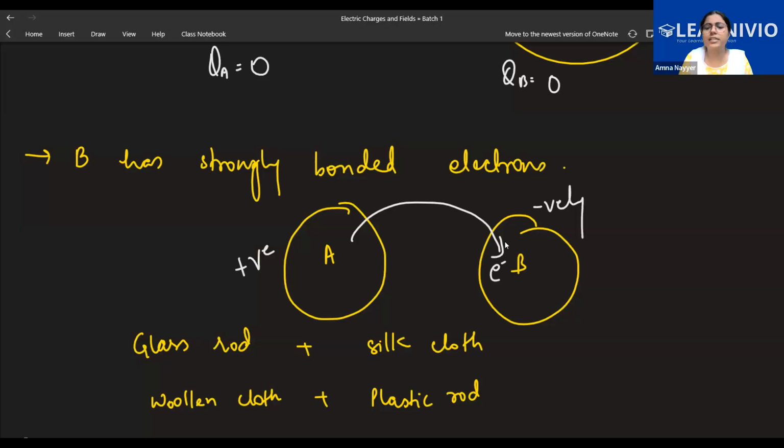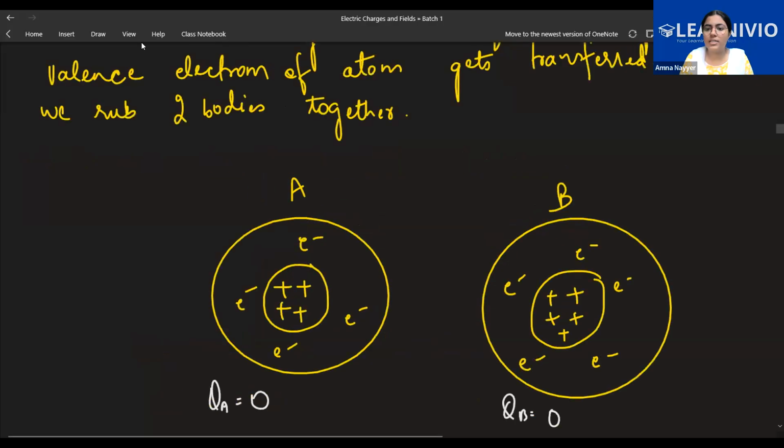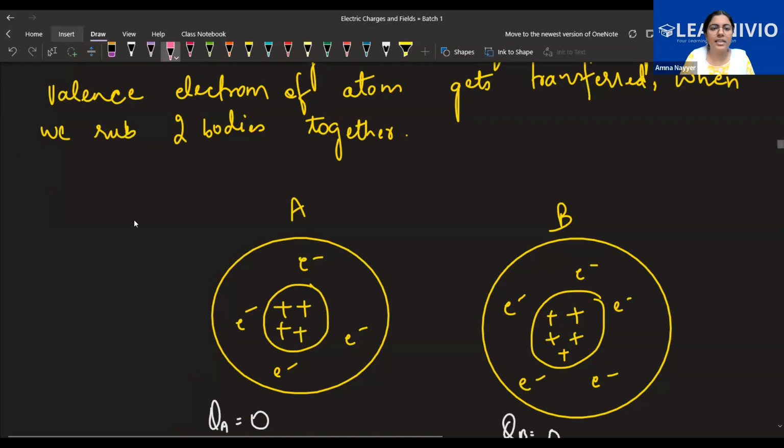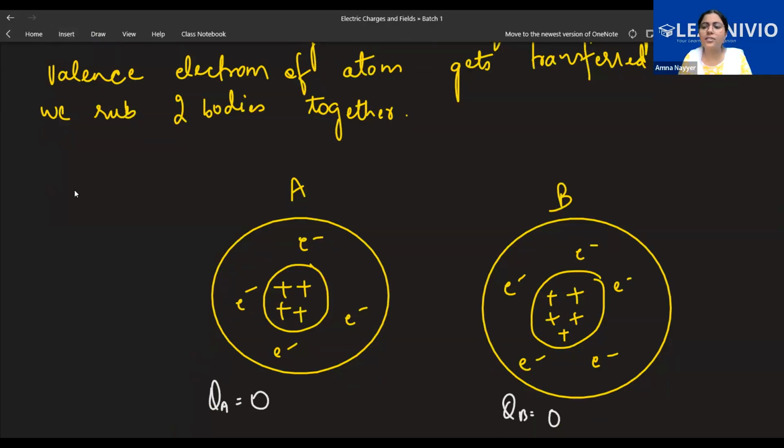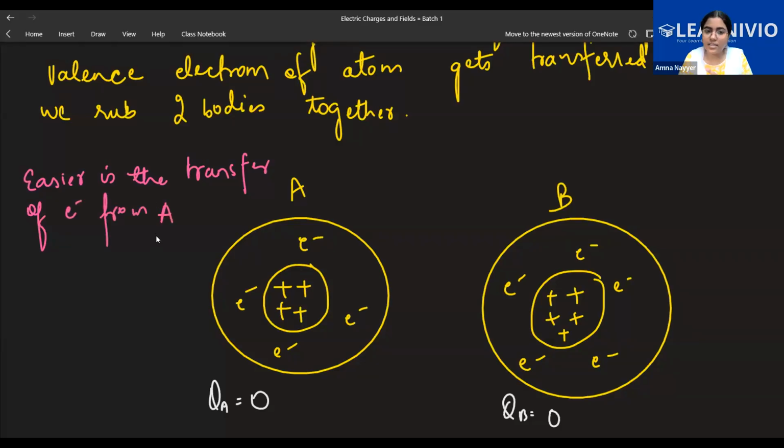So these kinds of questions are the only ones that come. You just have to identify the charges. The main point you need to remember is that if B has strongly bonded electrons, the transfer of electrons from A is easier. Electrons are getting transferred, which means it is still following the conservation of charge.